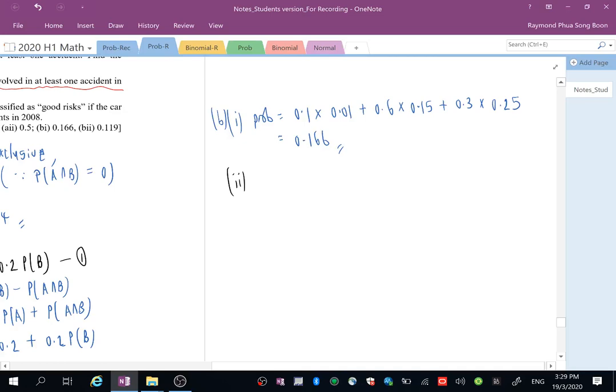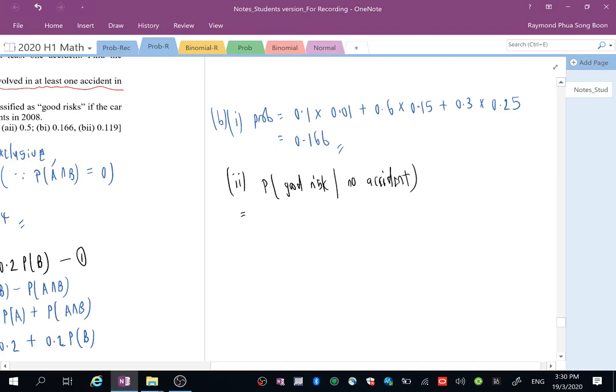Okay, so part 2 is a conditional probability question. What's the probability that the car policyholder will be classified as good risk if, in this case, if has the same meaning as given that. That means it's conditional probability. Probability that it is classified as good risk given that the car policyholder was not involved in any accident. So, given that there is no accident for that year.